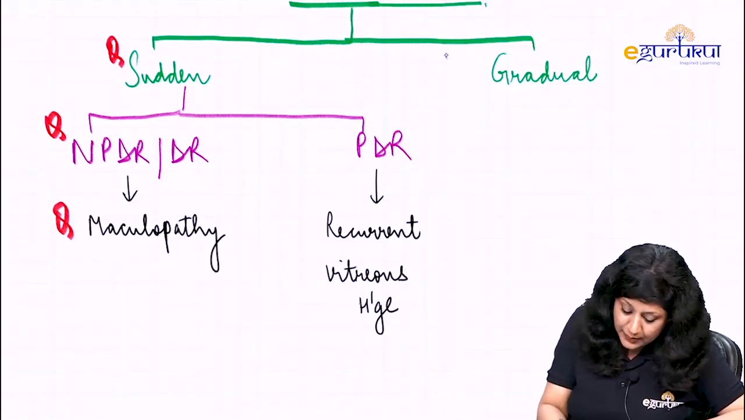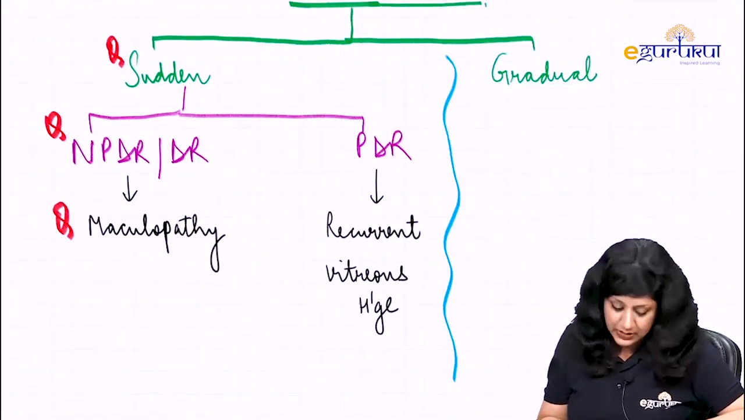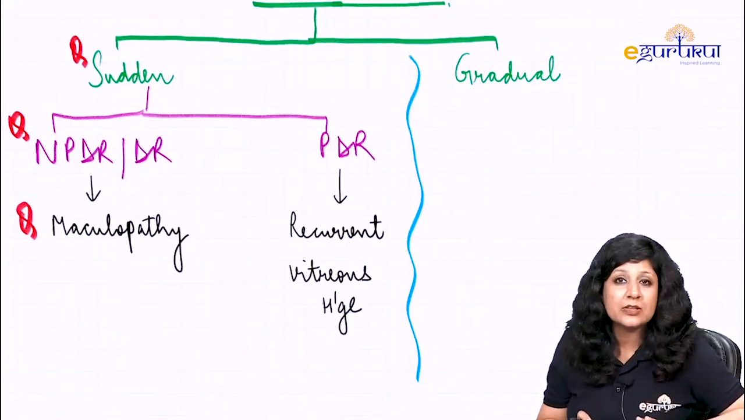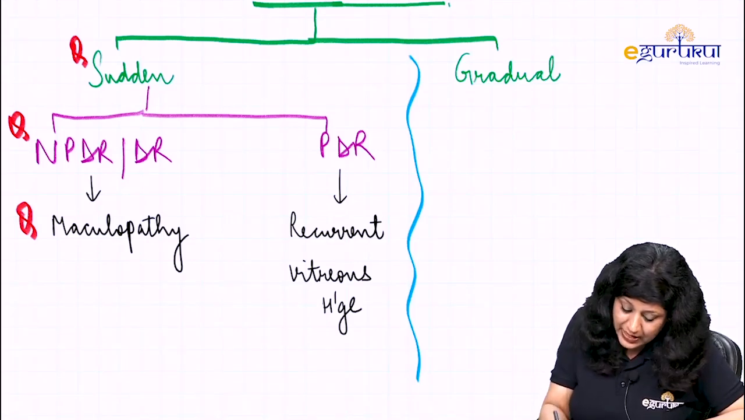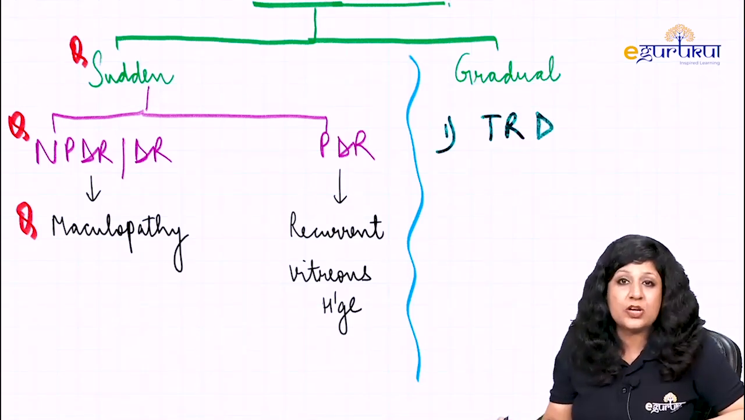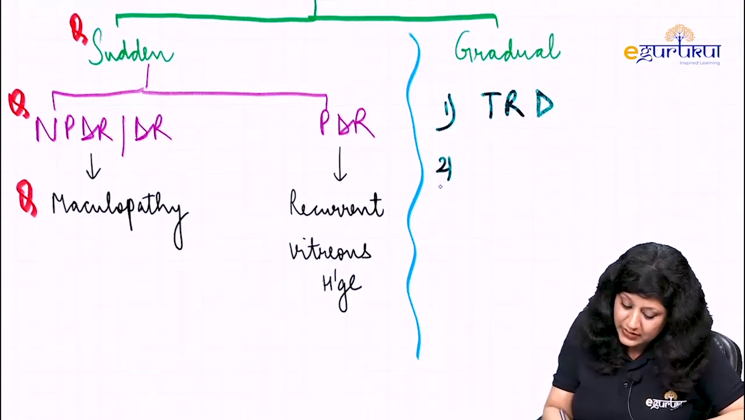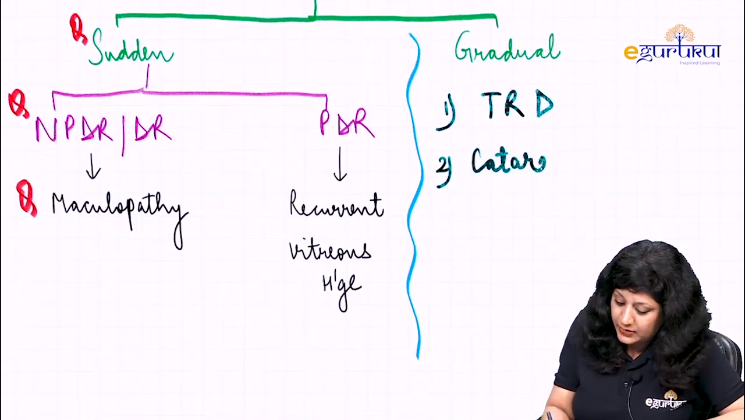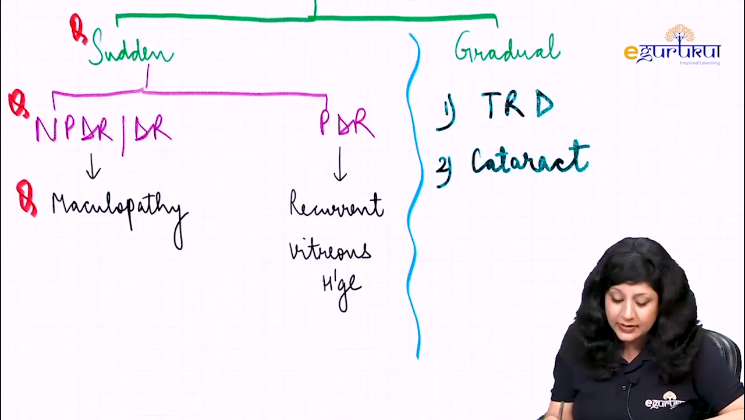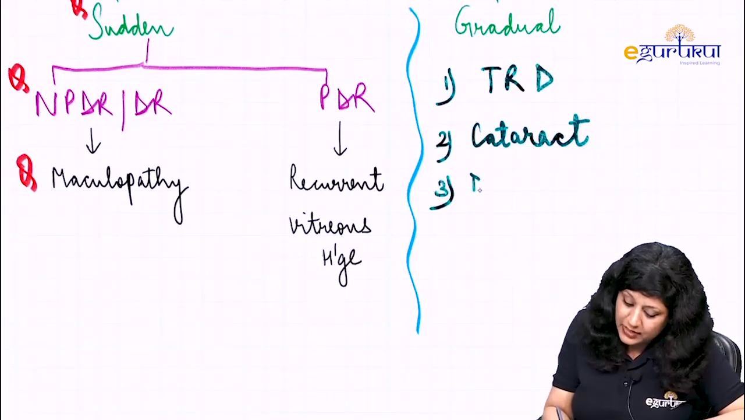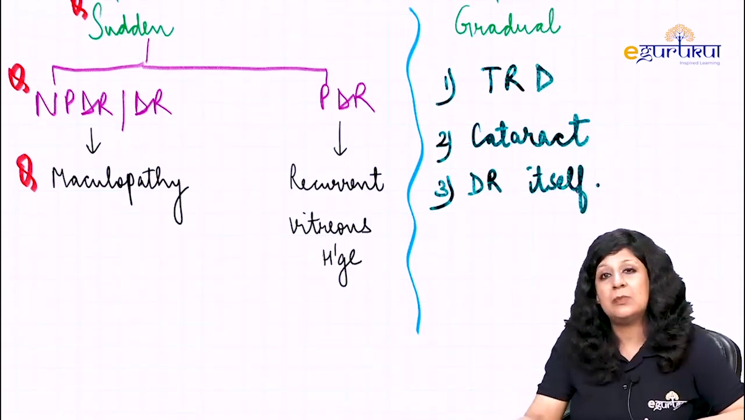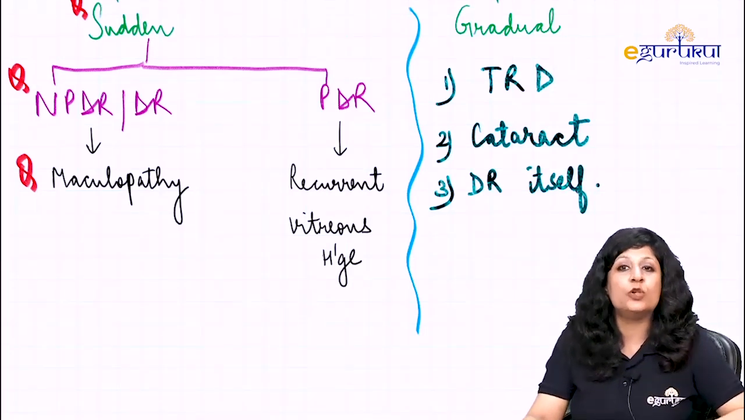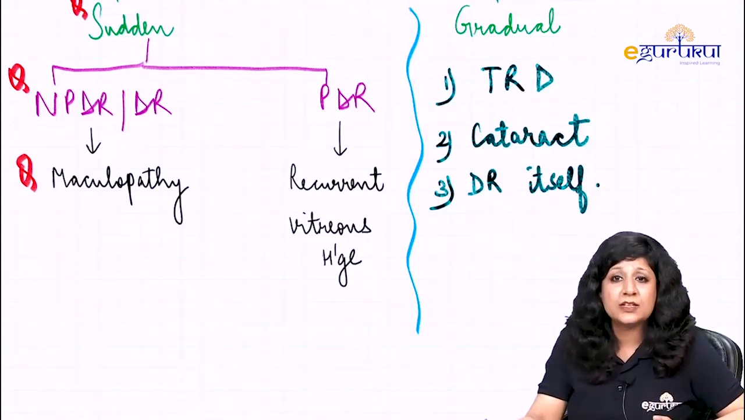Similarly, if I am talking about the gradual vision loss occurring in a patient of diabetic retinopathy, what can be the causes? Number one, tractional retinal detachment. Or we have studied about cataracts. Cataracts are very common in diabetic people, so it can be due to cataract. And number three, it can be diabetic retinopathy itself. Even the changes occurring in diabetic retinopathy can themselves cause gradual vision loss.